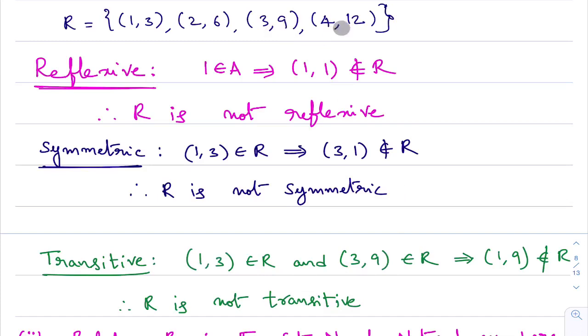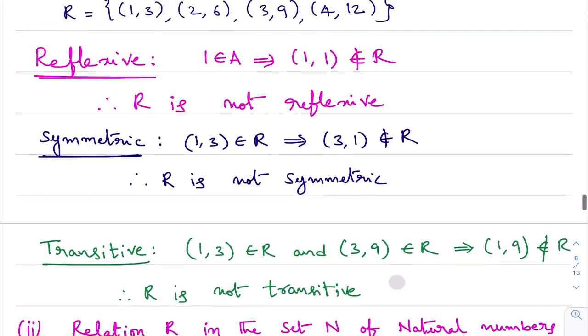Suppose (1, 9) is there in this relation. Can I say it is transitive? No. Like that, you need to take any such other ordered pair. Suppose (2, 6). You need to search for any other ordered pair which starts with 6. Like that, you need to find out all possible ordered pairs (A, B), (B, C). Okay. R is not transitive.